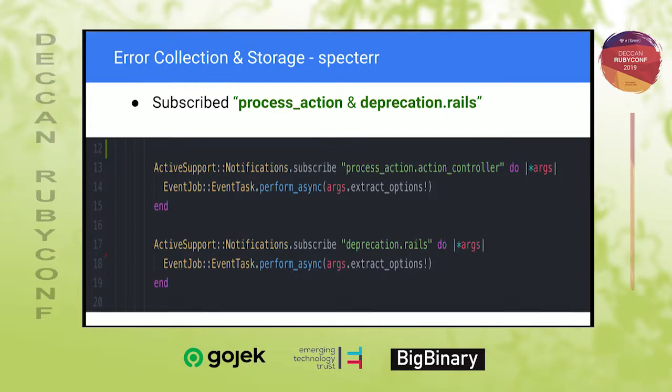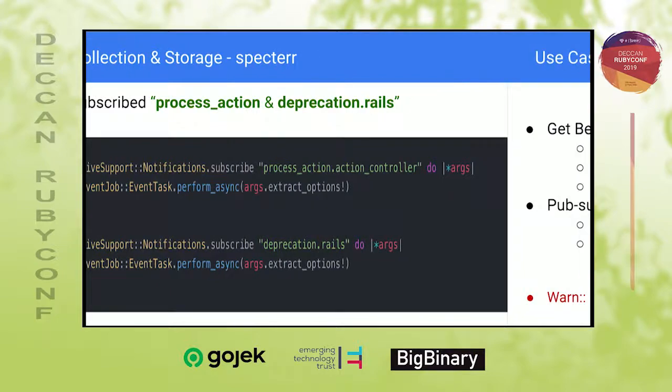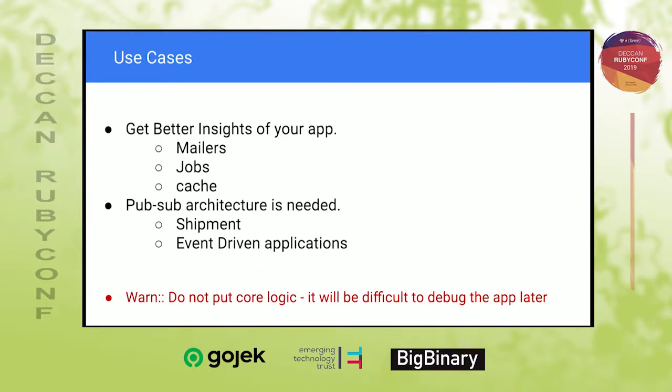Whenever a deprecation method is called inside your complete Rails application, this gem will get notified. So that was one of the use cases. Having this Rails instrumentation is a good part, and we can use it to catch exceptions. What are the other use cases of this Rails instrumentation?